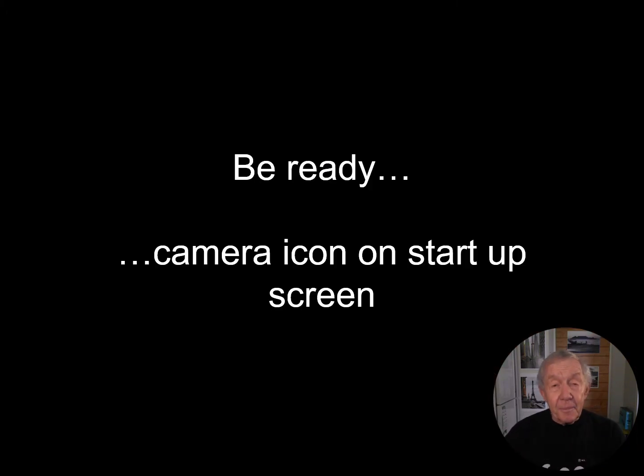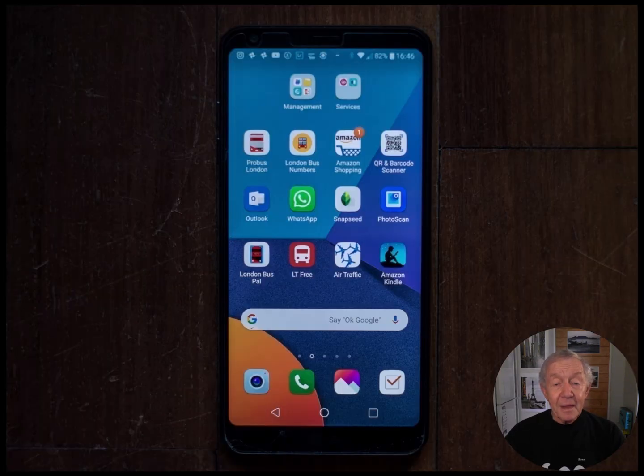Also, be ready. You need to make sure your camera icon is on the startup screen so you can turn your camera on quickly. Because the point of having a smartphone camera is it's with you all the time. So when you see photo opportunities, you want to be able to grab them. So there you go. Bottom left, in this particular case, there's the camera icon. You can take the picture quickly.